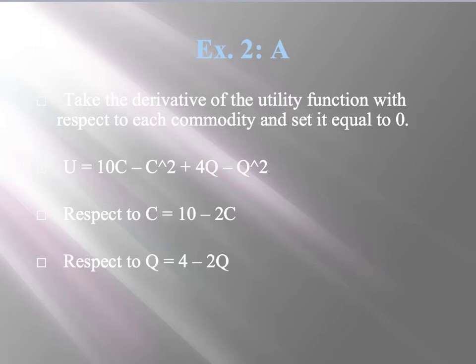So our utility function again was u is equal to 10c minus c squared plus 4q minus q squared. What we're going to do is take that utility function, take the partial derivative with respect to c, the partial derivative with respect to q, get those first order conditions, and we can optimize. So here, if we do the first order condition with respect to c, you end up with 10 minus 2c. And then if you do the same thing to the original utility function, but with respect to q, you end up with a solution of 4 minus 2q.